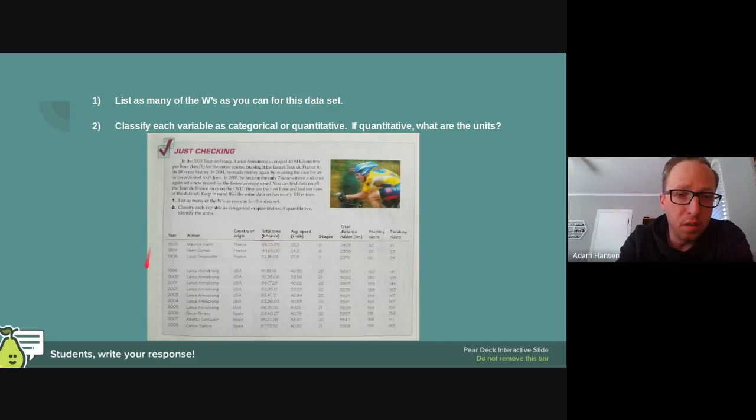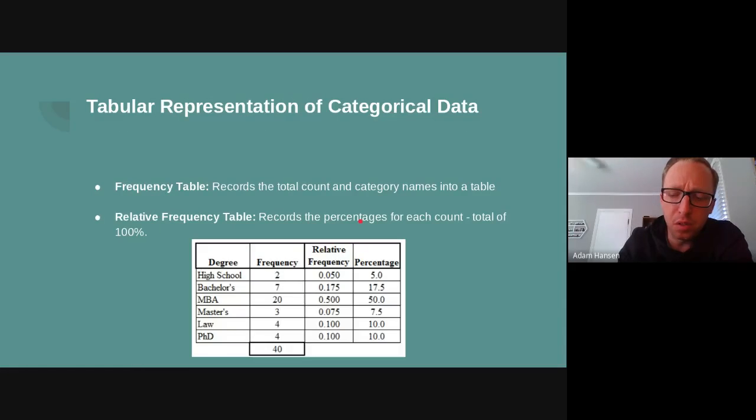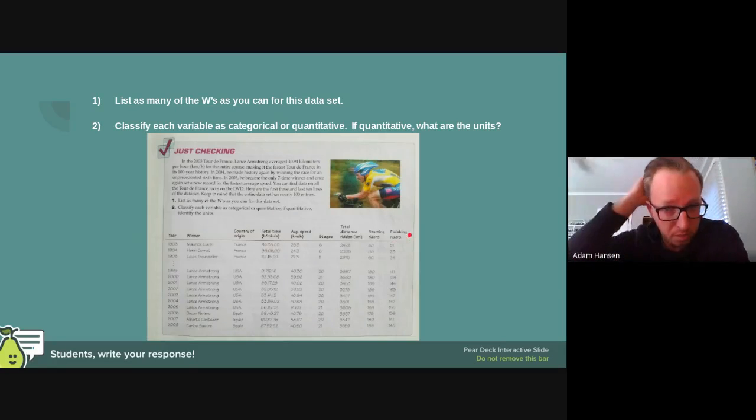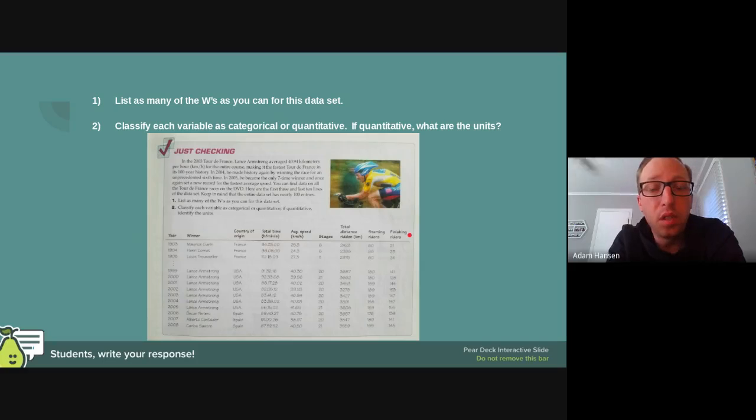So here we have year, winner, country of origin, total time, average speed, stages, total distance, starting riders, and finishing riders. Each of those columns outlines the who, what, when, where, and why, some part of that. So the who, they would be Tour de France race winners. The what, well, that would be all the other columns.